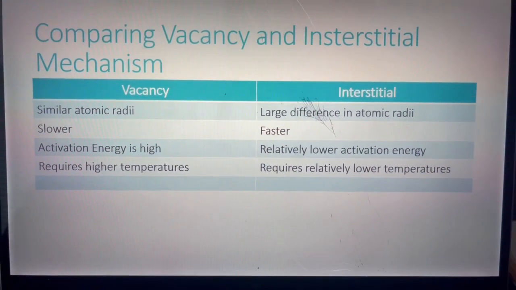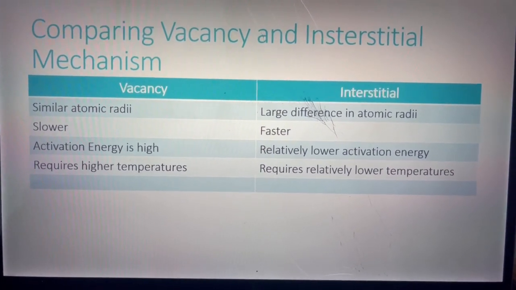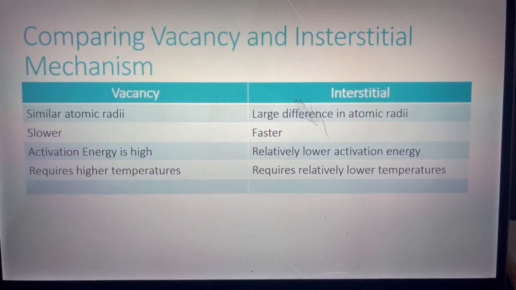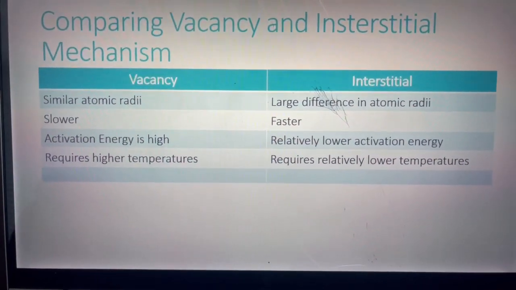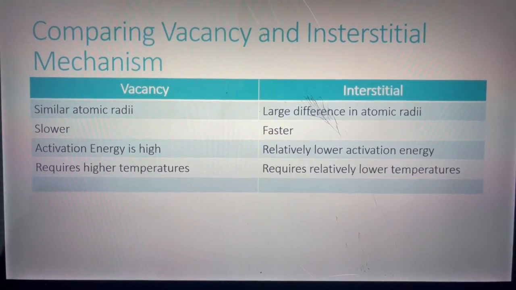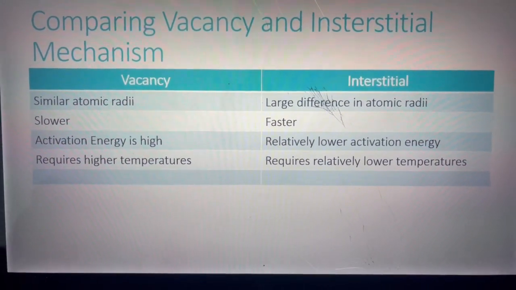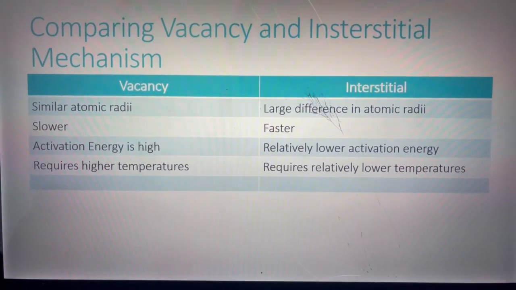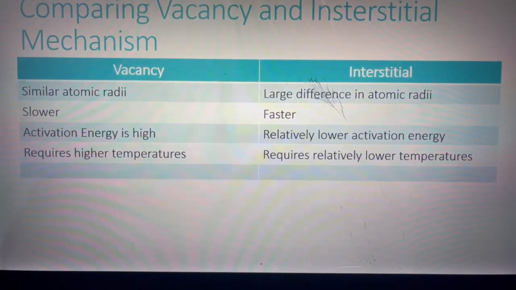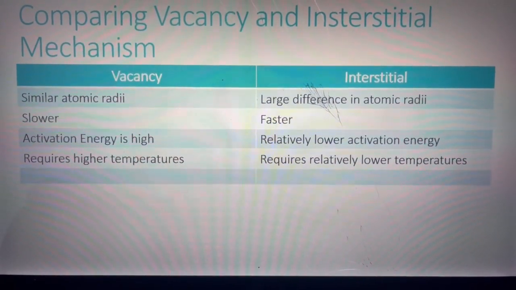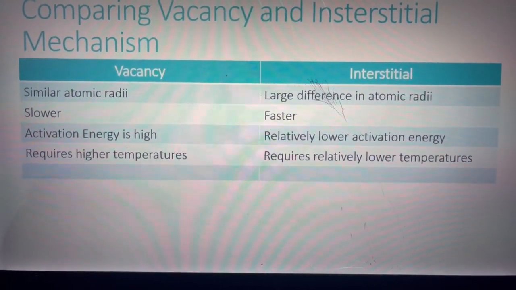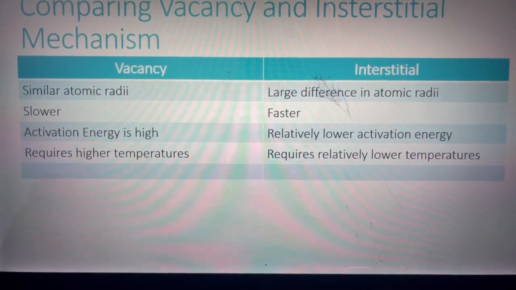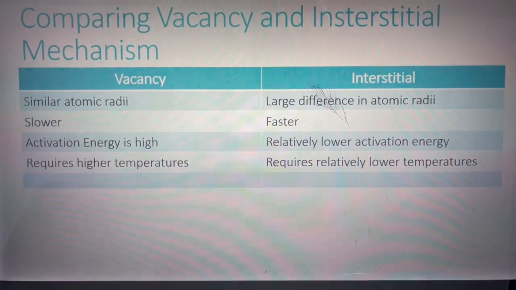Now comparing the vacancy and interstitial mechanisms. Vacancy is similar atomic radii. Interstitial needs a larger difference in atomic radii. Vacancy is slower, and interstitial is quite faster. Vacancy needs activation energy that is high, and the interstitial has lower activation energy. Vacancy requires a high temperature, and the interstitial requires a quite lower temperature.